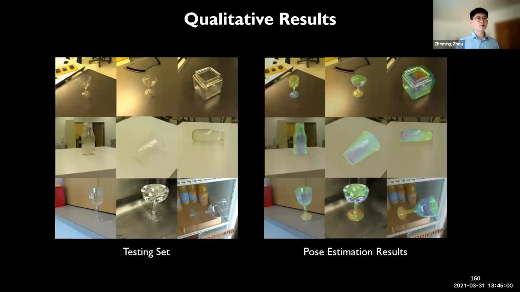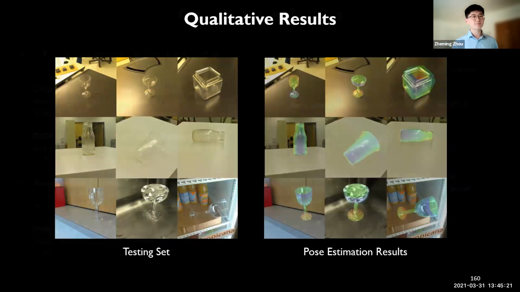Here we show some qualitative results. We can see that even under a very challenging environment, we can get a very promising result. If you look at the bottom right corner, even with a lot of refraction features, we can still accurately localize those objects.